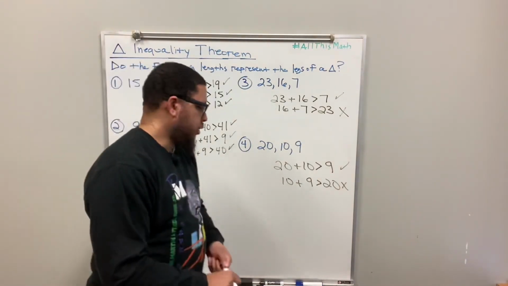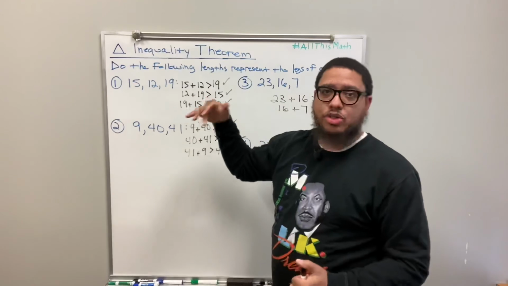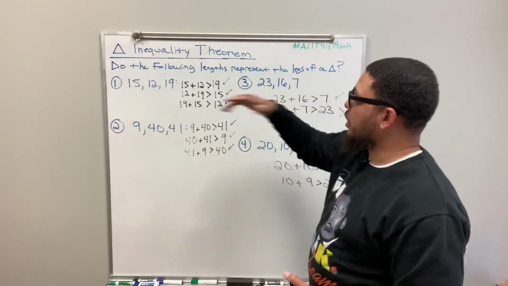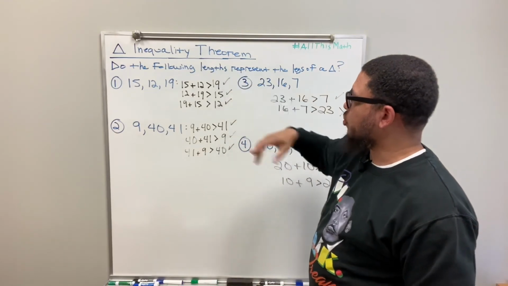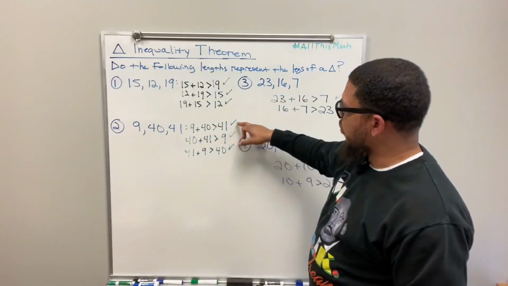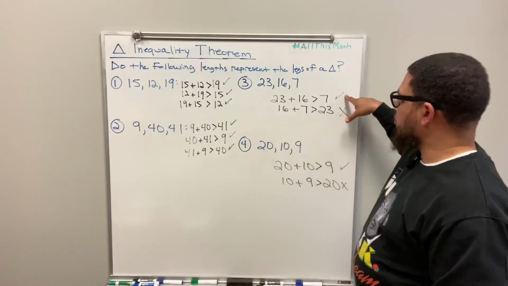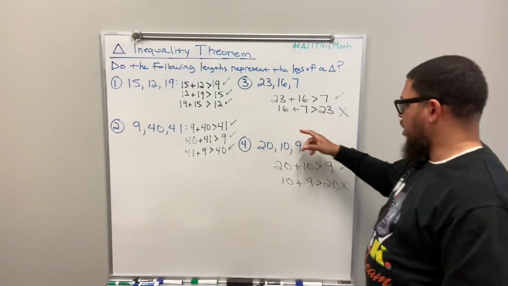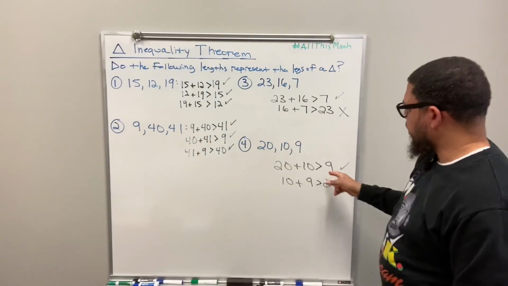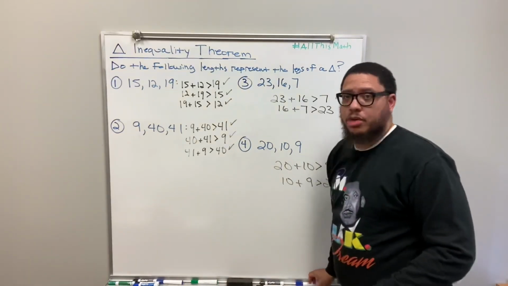So just to recap, this is how we actually apply the triangle inequality theorem. In number one, this was a triangle because our three inequality statements are true. Number two is a triangle. Our three inequality statements are true. Number three was not a triangle. One of our statements was true, one of them was not. I didn't even test the third one, right? And number four, same thing. One of our statements was true, another one was not. So again, I didn't even test the third one.